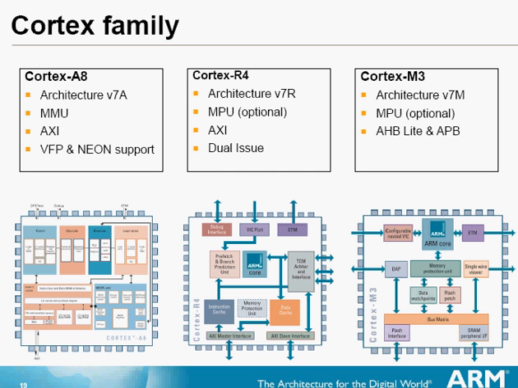Cortex family, that is the most important thing. Cortex family, Cortex-A8 that we discussed just now. Cortex-A8 means Cortex means version 7, and A8 is a core. Cortex-R4, Cortex-M3. So what things are there inside Cortex-A8, what things are there in Cortex-R4, and what things are there in Cortex-M3. A means application based here, R is real time, and M is a microcontroller.